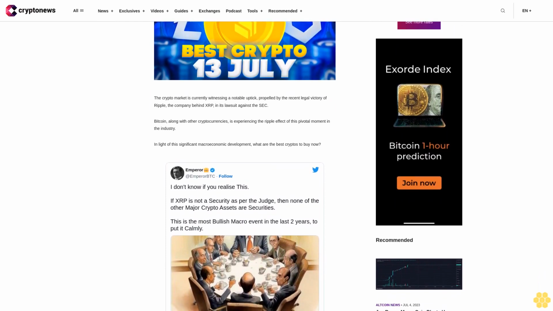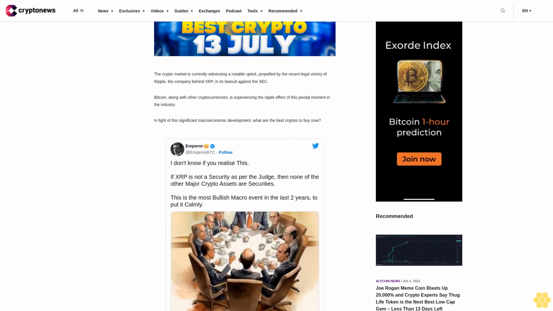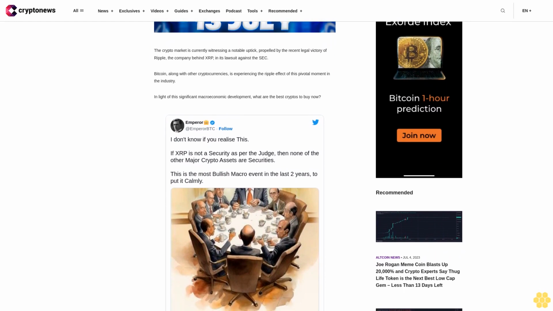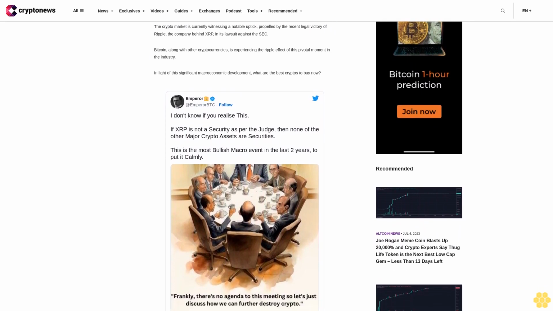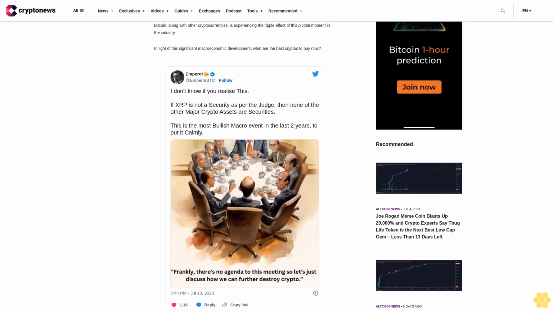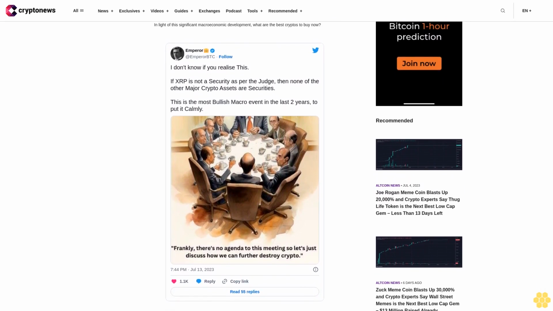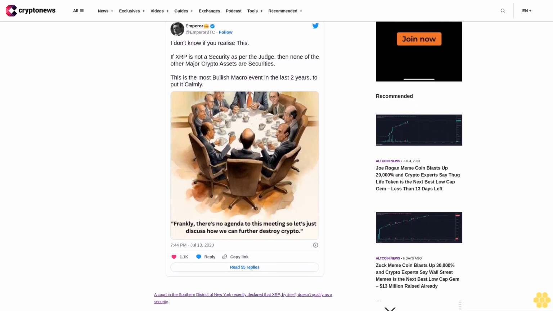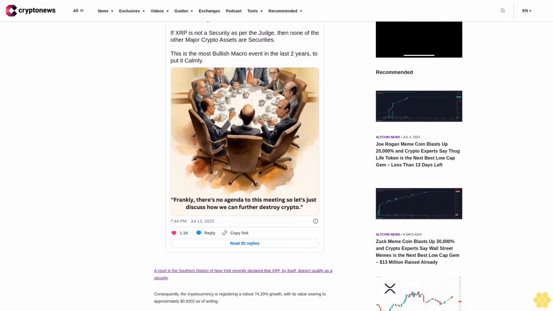A court in the Southern District of New York recently declared that XRP, by itself, doesn't qualify as a security. Consequently, the cryptocurrency is registering a robust 74.20% growth, with its value soaring to approximately 82.02 cents as of writing. This ruling has infused renewed optimism among crypto enthusiasts, leading to a lift in the price of other major cryptocurrencies. Among the gainers were Cardano, Solana, and Polygon, marking an increase of 17.61%, 16.59%, and 16.23%, respectively. Bitcoin and Ether are also witnessing a bump of 3.5% and 6.2%.